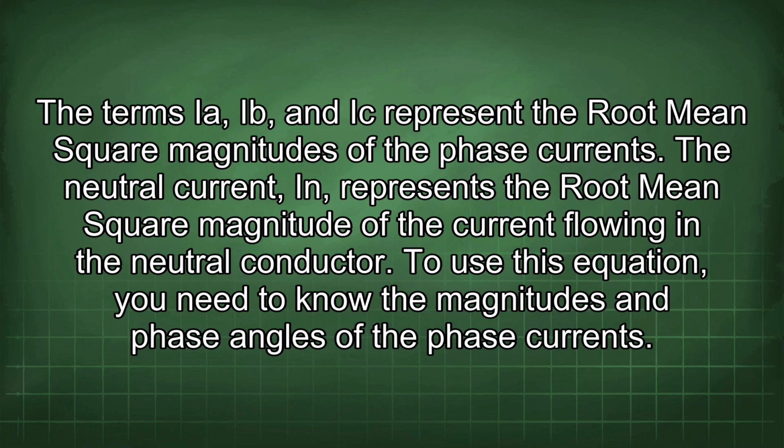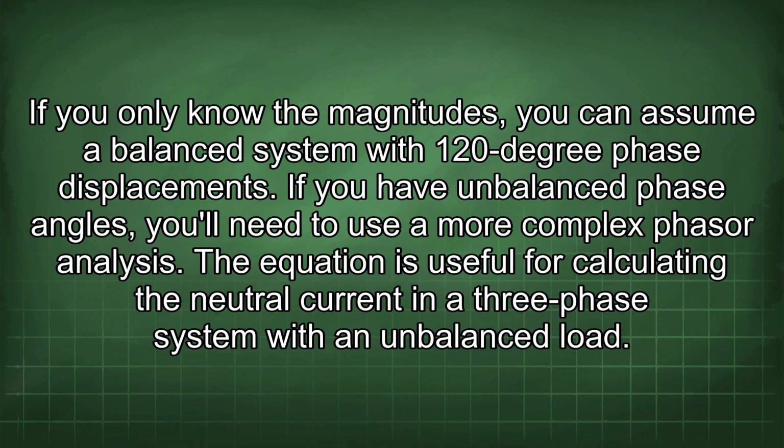To use this equation, you need to know the magnitudes and phase angles of the phase currents. If you only know the magnitudes, you can assume a balanced system with 120 degree phase displacements. If you have unbalanced phase angles, you'll need to use a more complex phasor analysis. The equation is useful for calculating the neutral current in a three-phase system with an unbalanced load.